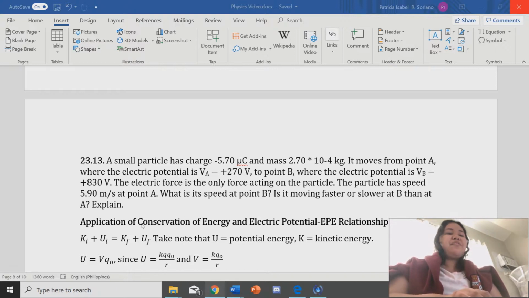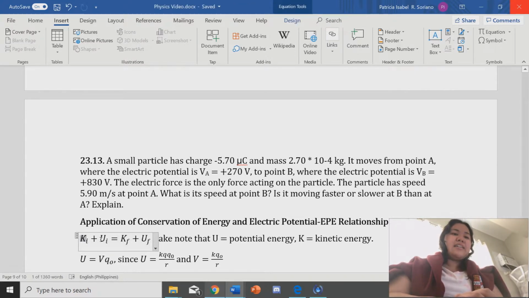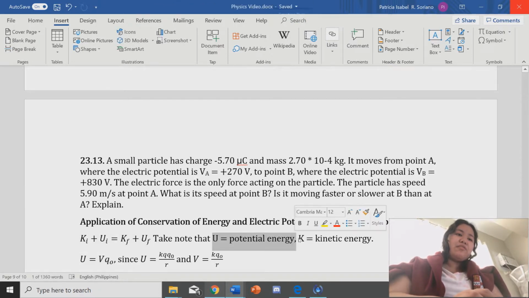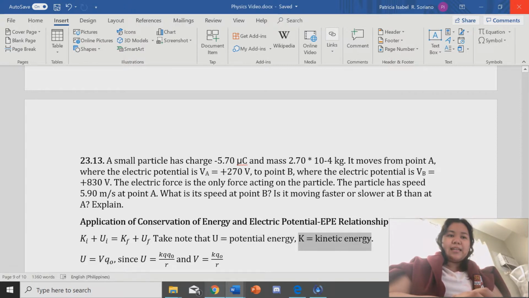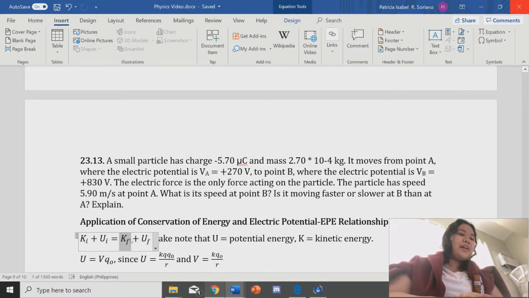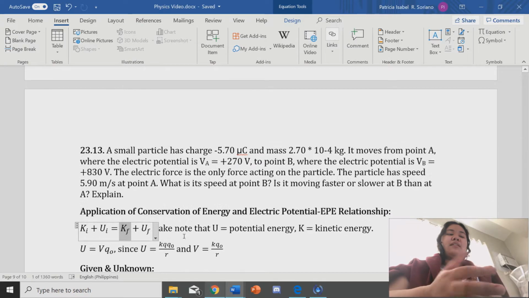Is it moving faster or slower at B than at A? Explain. So as I've said earlier, there's the application of the conservation of energy formula, which is simply Ki plus Ui equals Kf plus Uf, wherein Ki is the initial kinetic energy and Ui is the initial potential energy, as I've written over here. U is potential energy and K is kinetic energy, and same here, except now the F stands for final. And since the electric force is the only force acting on the particle, there is no non-conservative force acting on the particle.